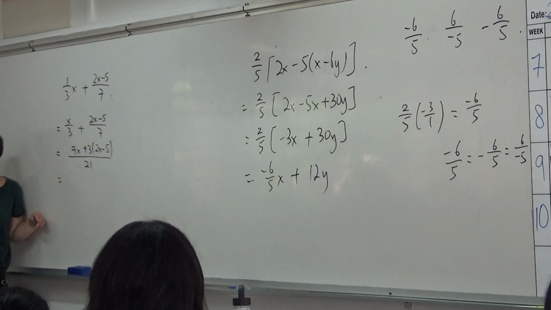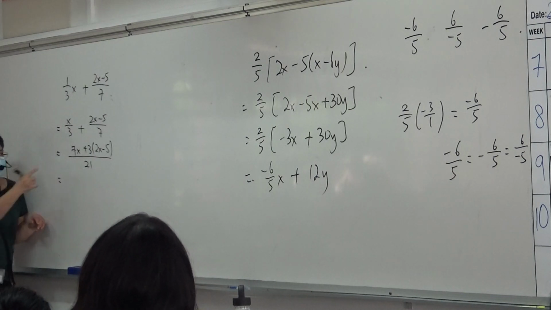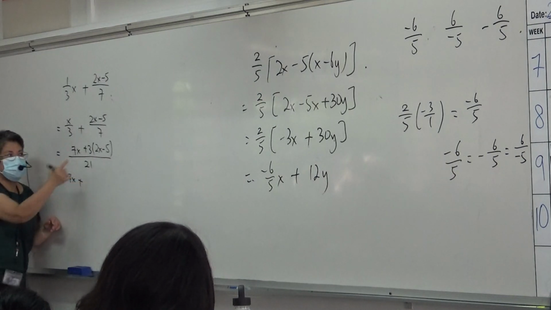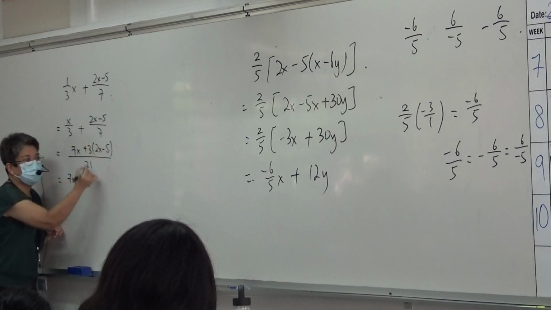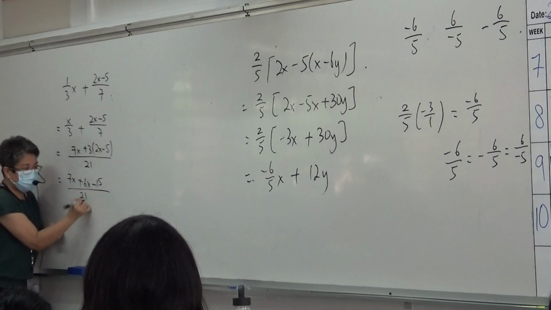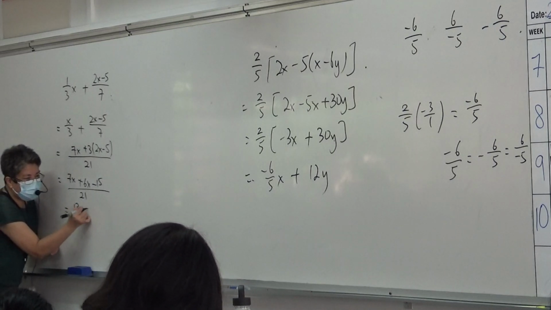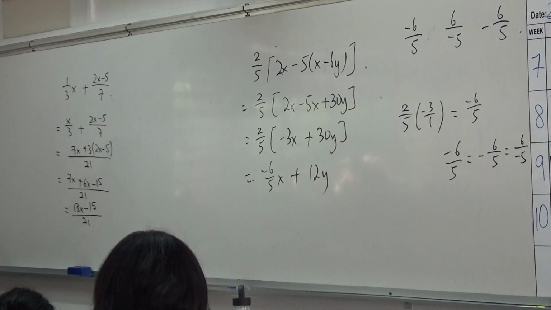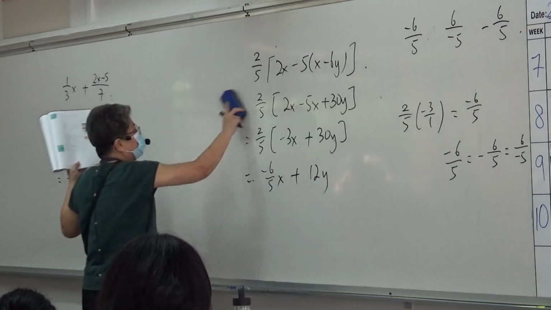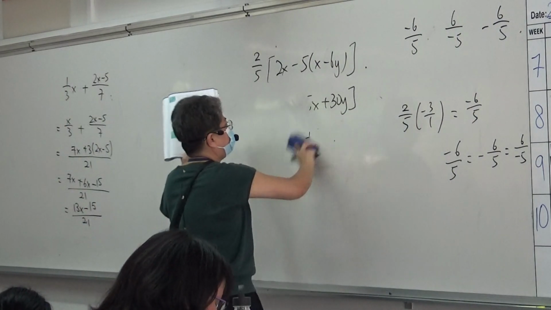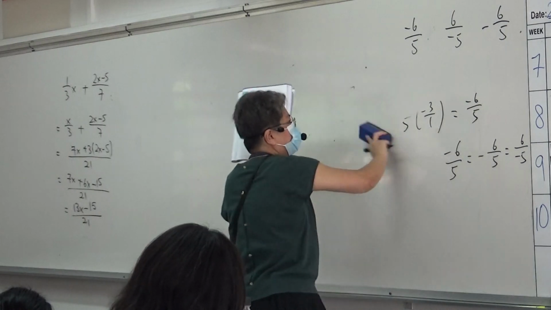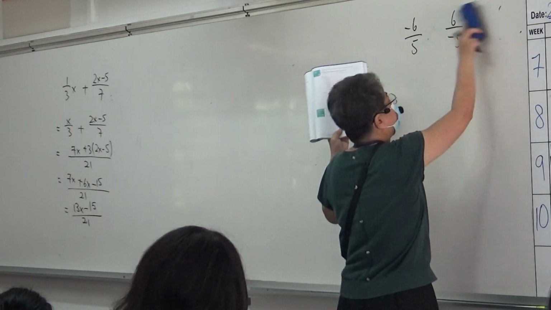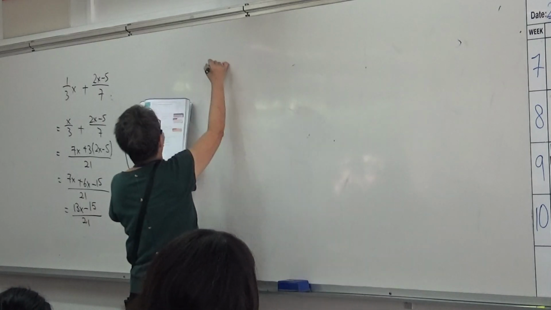Then, how do I simplify? Now, can you see your 4b comes in? 7x plus 1. Very good. 6x minus 15 over 21. So this is 13x minus 15 over 21. Can see that? Okay, no problem. I'm going to do one more example.